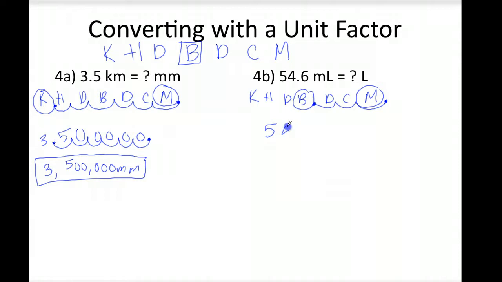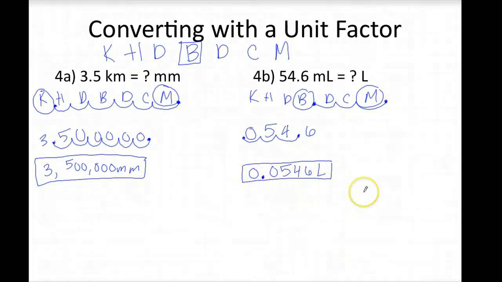So 54.6, with that decimal to the left 1, 2, 3 times. So 54.6 milliliters is 0.0546 liters. And when you have a decimal that's less than 1, it's proper notation to put a 0 to the left of that decimal as an indicator of a place value. So that's how we'll be converting when on the metric system.